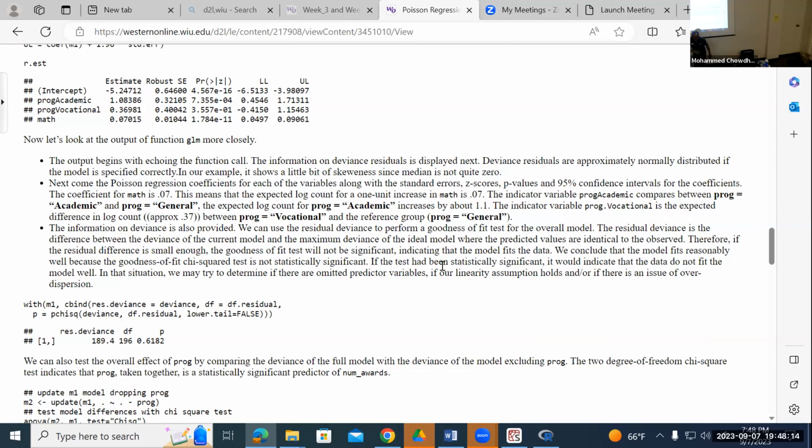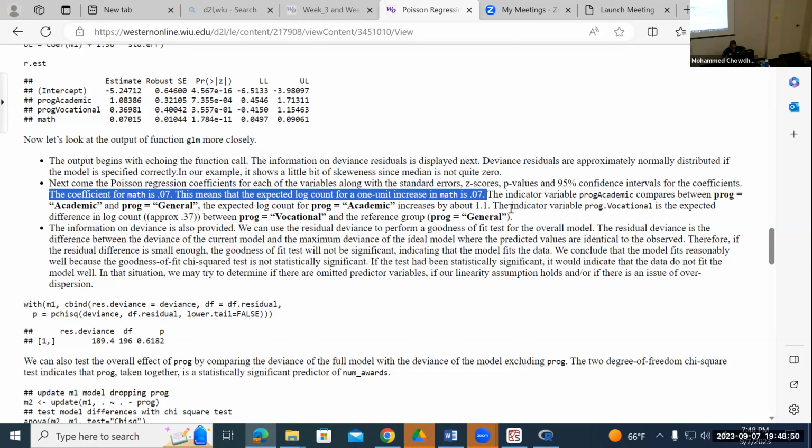So the coefficient for math is mentioned in here. The coefficient for math is 0.07. This means that the expected log count for a unit increase in math is 0.07. So this is the way you have to explain these things, expected log count. Later, we are also going to discuss how to interpret the parameter in terms of incidence rate. Later, I'm going to show you.